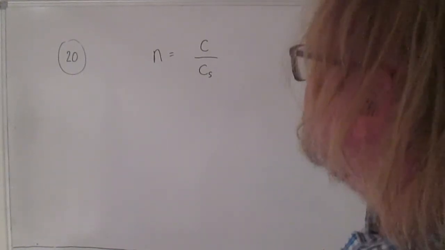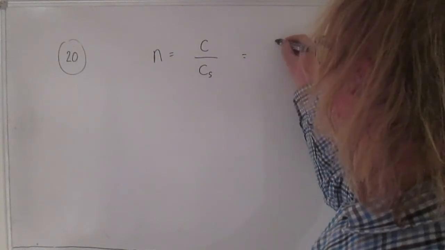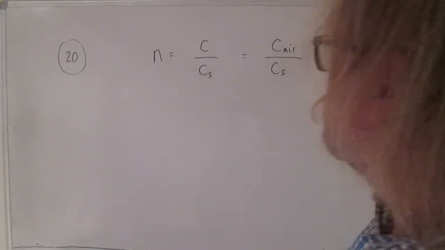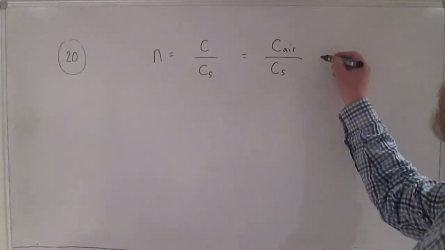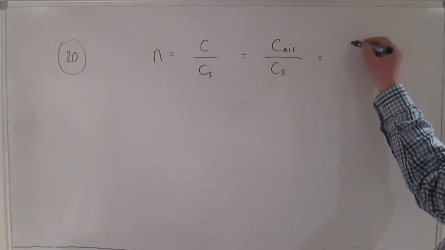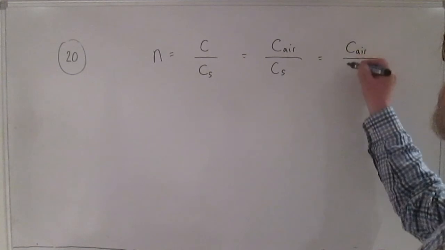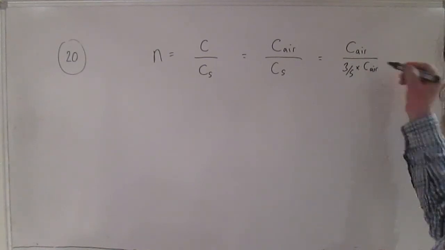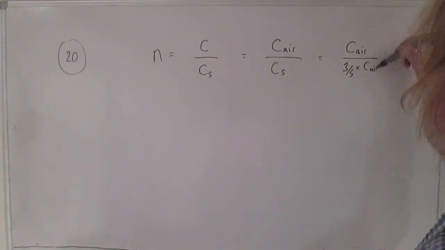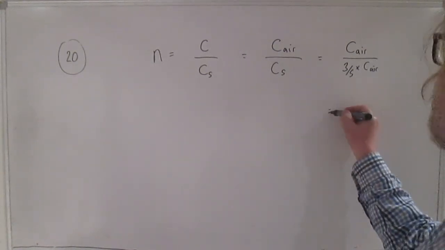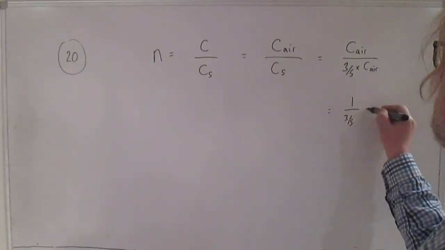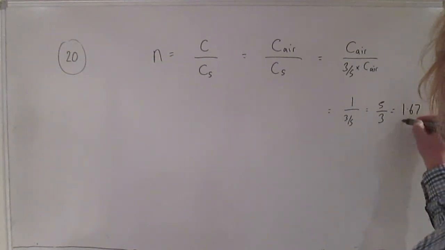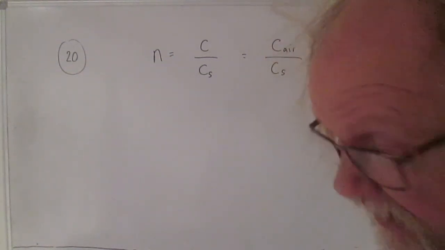So what that means is that n is therefore equal to the speed in air divided by the speed in the glass, and that's equal to the speed in the air divided by 3/5 times the speed in the air, is what it tells us in the question. Those two terms are going to cancel out, so that's equal to 1 over 3/5, which is 5 over 3, which is 1.67 is the refractive index, and therefore the answer is D.